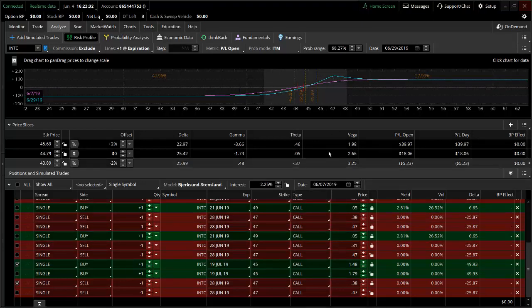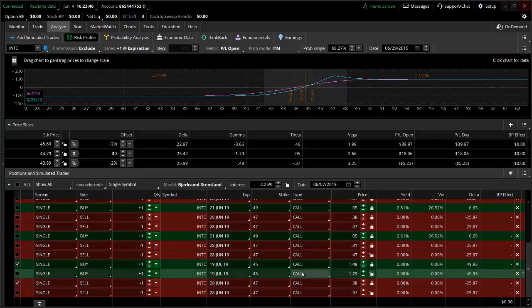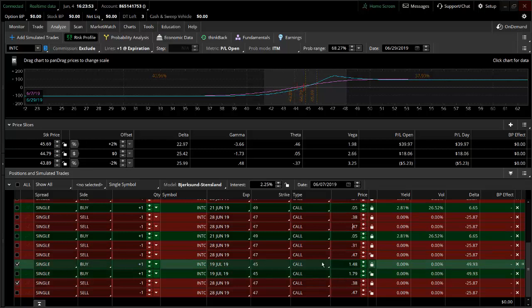Or if it just turns sideways, we can cover in that 47 call, take profit on it if it decays, and then sell the next series further out. So instead of the June 28, we could sell the next series, like a July series. So it's kind of like a covered call. It's a great way to play for income or play for buying longer dated options at a discount.